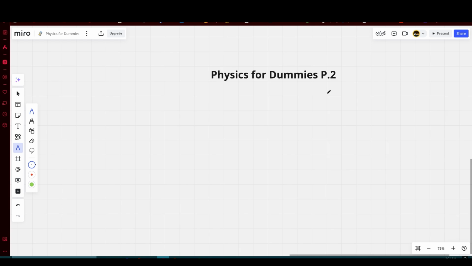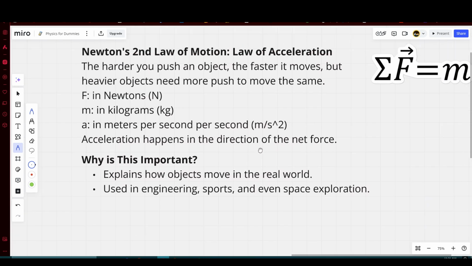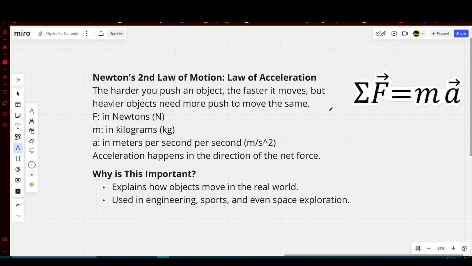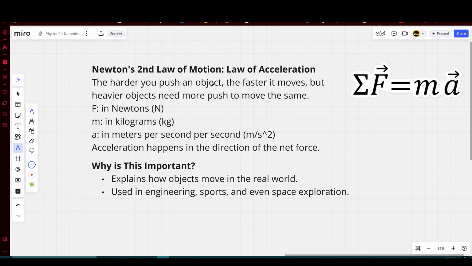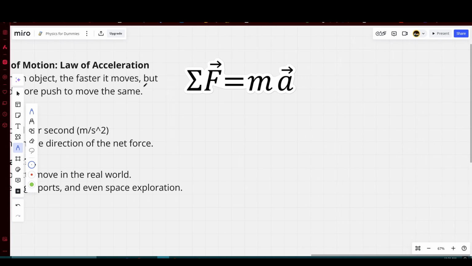So now we're going to talk about Newton's second law of motion, the law of acceleration. Newton states that the harder you push an object, the faster it moves. And heavier objects need more push to move. So in mathematical form, it means sigma F with a vector sign equals m times a with a vector sign. So the sum of all forces acting on an object is equal to its mass times its acceleration. And these arrows are vectors. I'll get into what vectors mean soon enough.